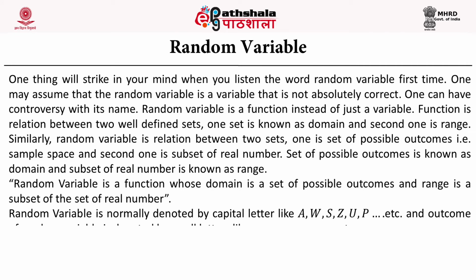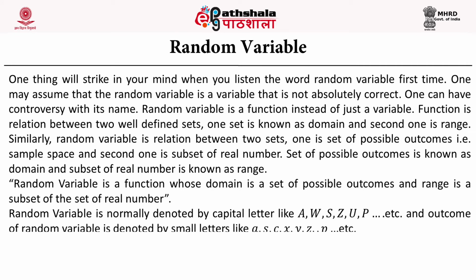Random variable is a function whose domain is a set of possible outcomes and range is a subset of the set of real numbers. Random variable is normally denoted by capital letters like capital A, W, S, Z, U and P, etc. And outcomes of a random variable are denoted by small letters of the alphabet like a, s, c, x, y, z, etc.